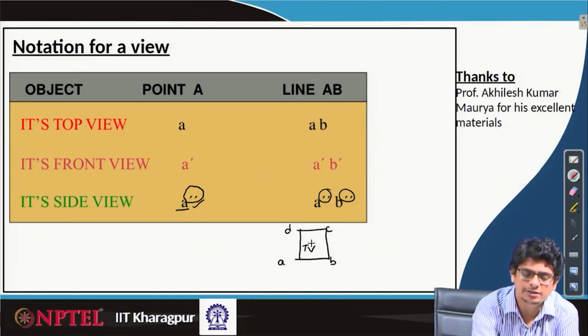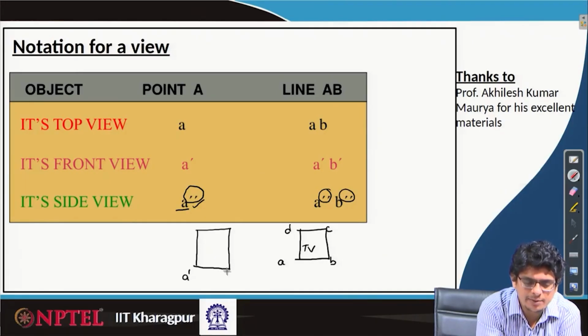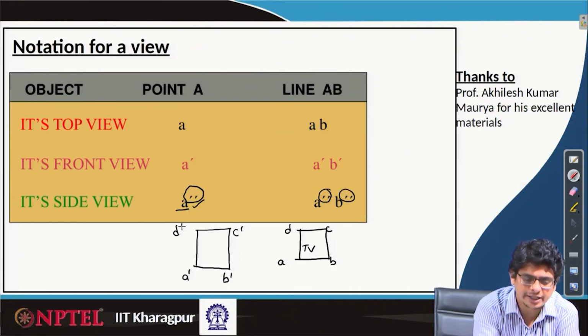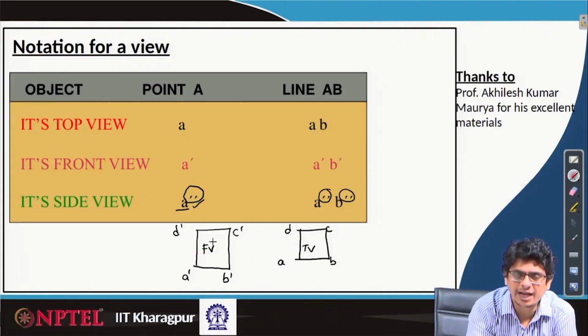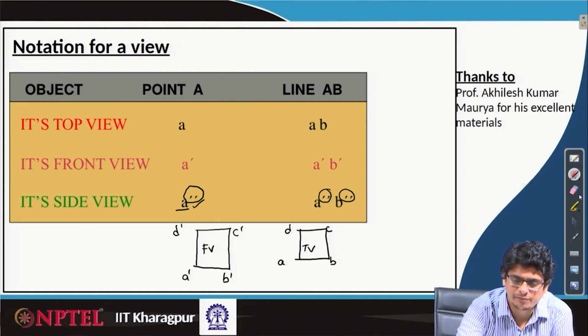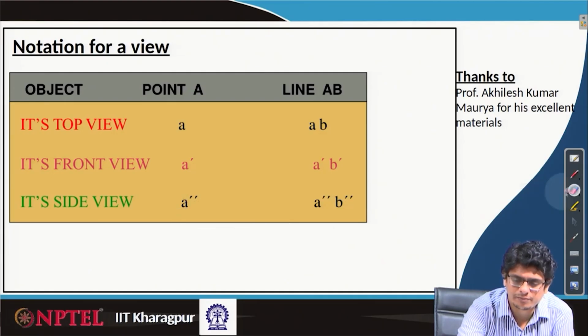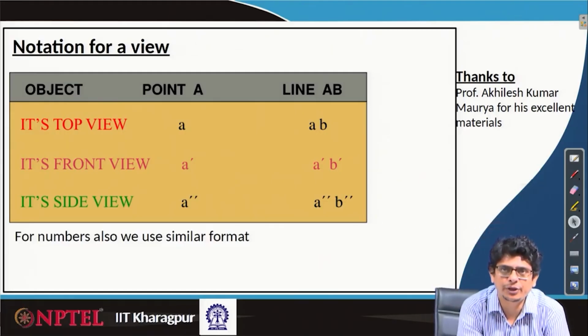If something like A prime, B prime, C prime, D prime is shown, it indicates the front view. Similarly, for side view, any of these, we will show it as double primes. Instead of letters, if we are using numbers, a similar kind of style we will follow.